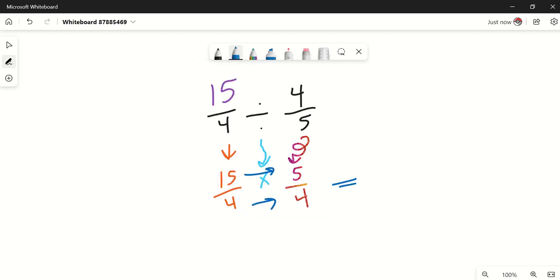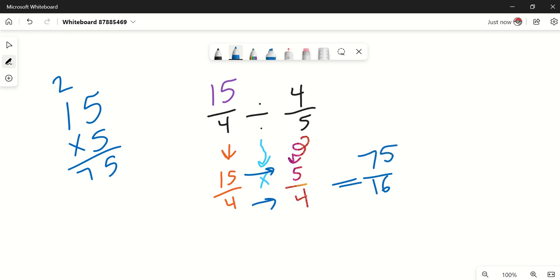I know 4 times 4 is 16. And 15 times 5 I'll need to line up. 5 times 5 will be 25. Carry the 2. 5 times 1 will be 5, plus the 2 will be 7. I have an improper fraction.